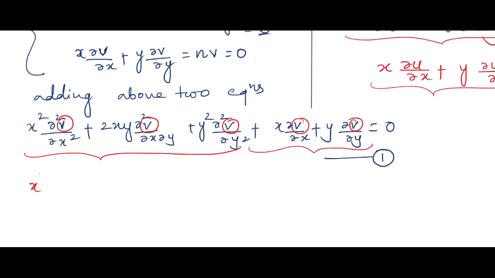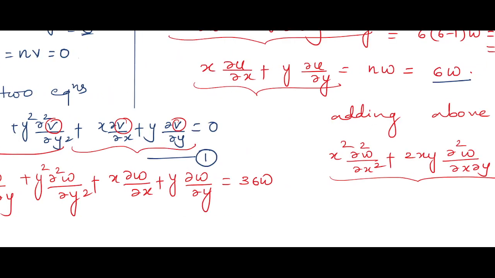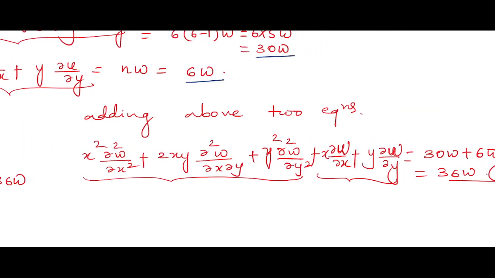For w the equation is x² ∂²w/∂x² + 2xy ∂²w/∂x∂y + y² ∂²w/∂y² + x ∂w/∂x + y ∂w/∂y is equal to 36w. Let me check once. It is 36w.